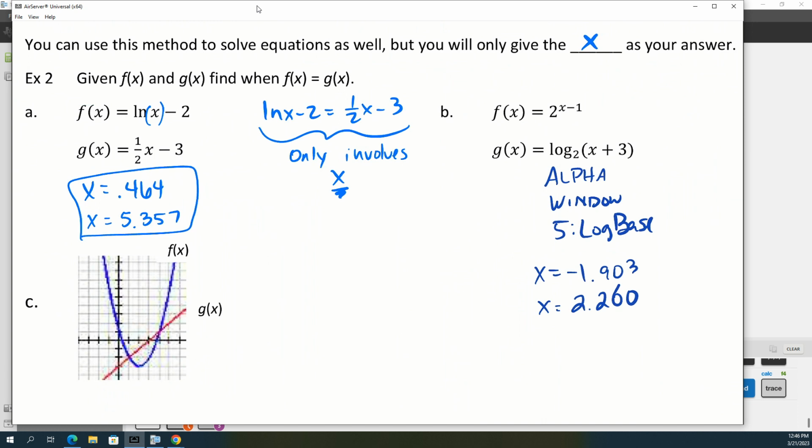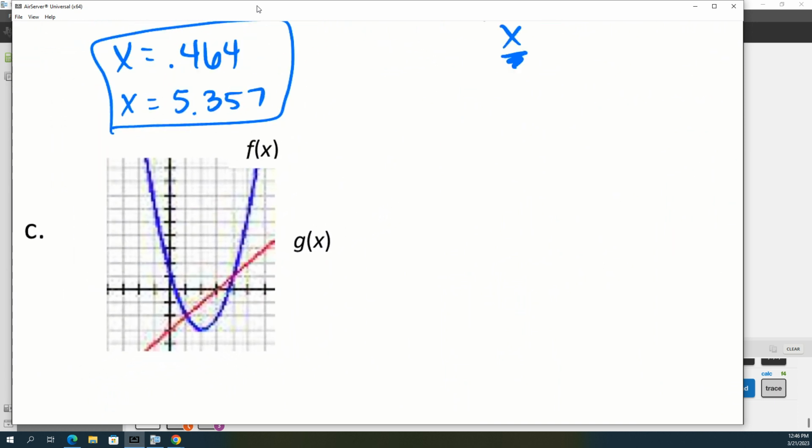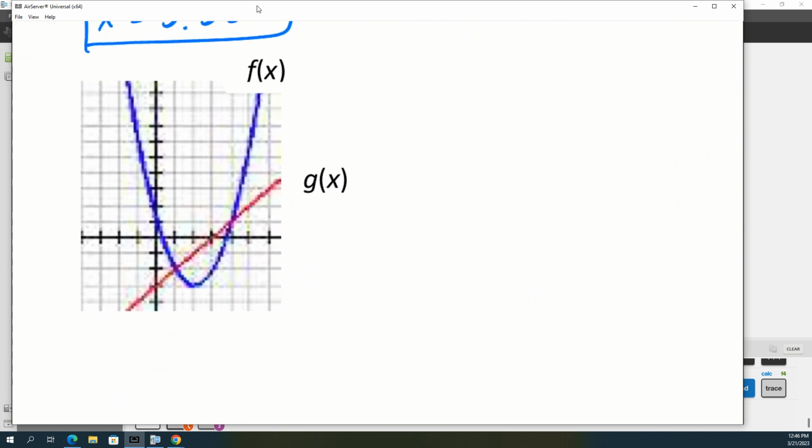All right, and then see, the graph is already there for you. So we're just going to answer the question. Where are these two equal? And so we have 2 points, but we just want the x's. So it's like 1 and 4. That's it.